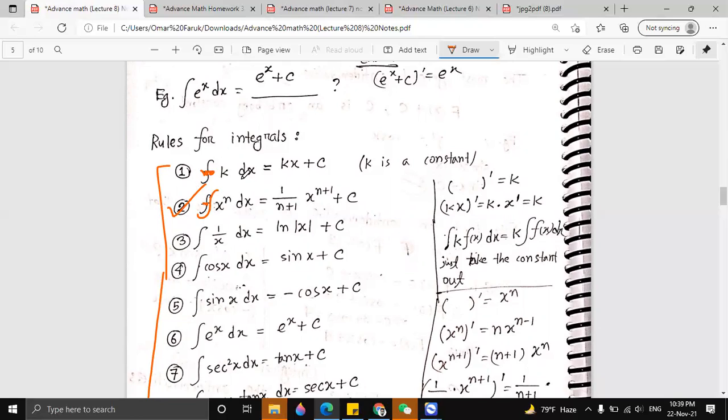So it will be integration k dx. It is kx plus c, and integration x to the power n dx is 1 by n plus 1, x to the power n plus 1, plus c. So all these are the formulas for integration. So you can see that integration of x to the power n dx is 1 by n plus 1 into x to the power n plus 1 plus c.